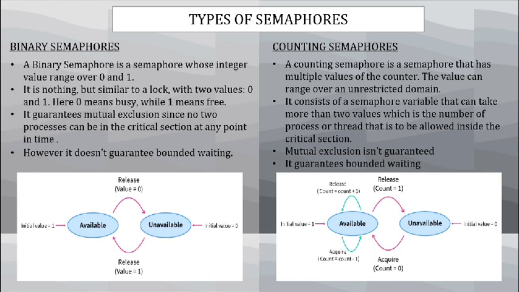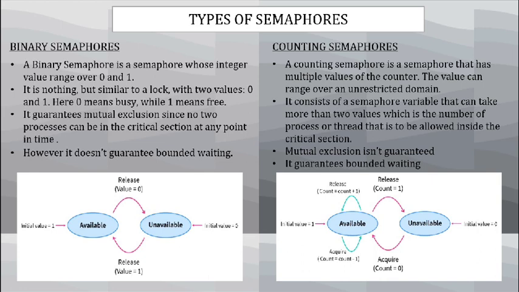Binary semaphores are similar to a lock with two values, that is 0 and 1, where 0 means busy and 1 means free. In a counting semaphore, the value of the semaphore represents the number of processes or threads that are to be allowed inside the critical section at a time. Wait is used to get access to a resource by decrementing the value of the semaphore, and after using the resource, signal is called, which increments the value of the semaphore.